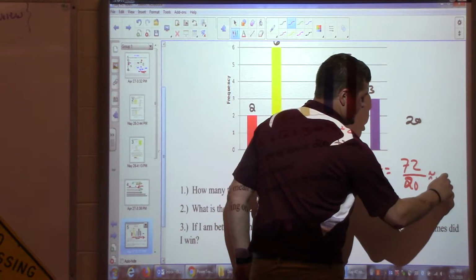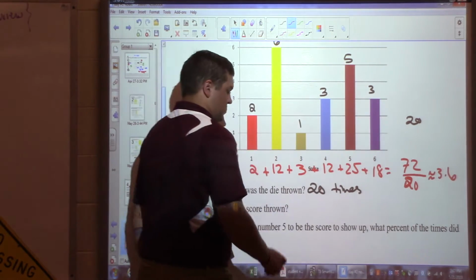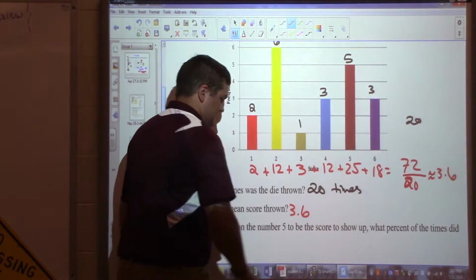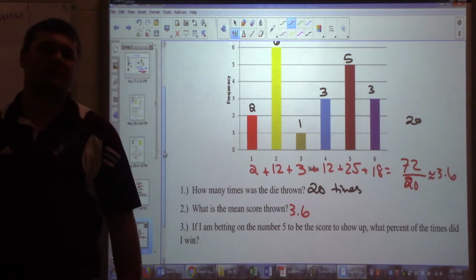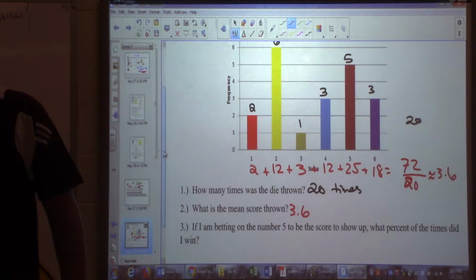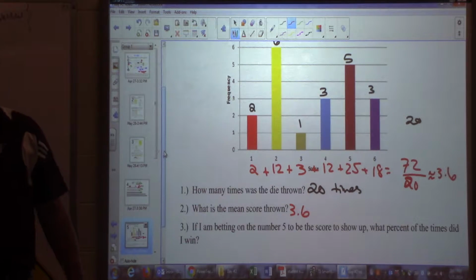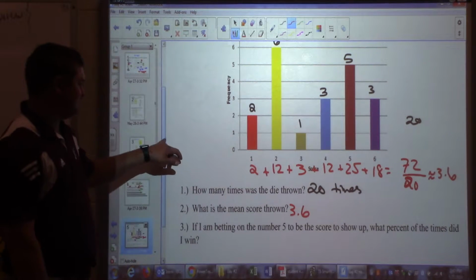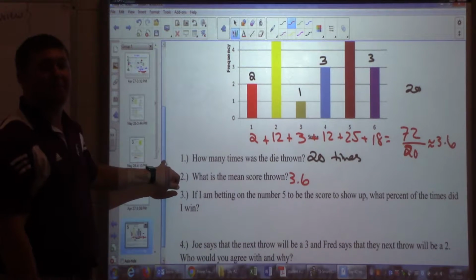So it's approximately, if I did my mental math correct, 3.6. Yeah. Awesome. Question page? No. I just can't type into my computer. Okay, we'll work on that.